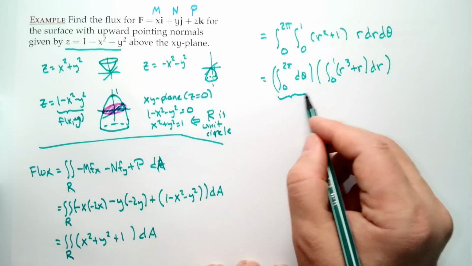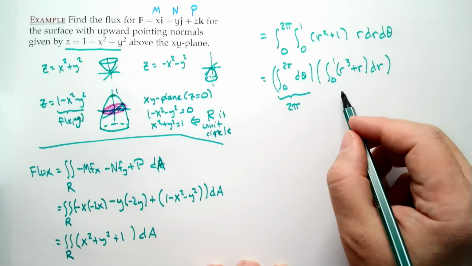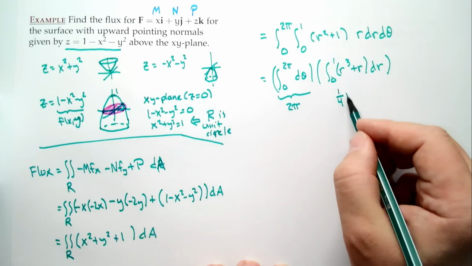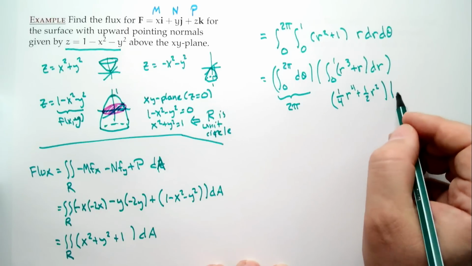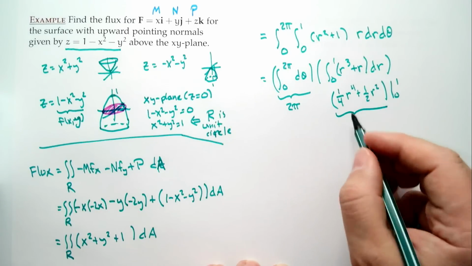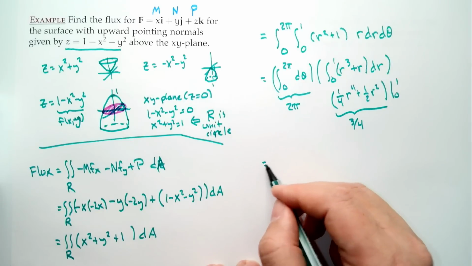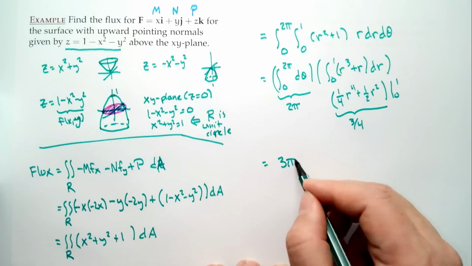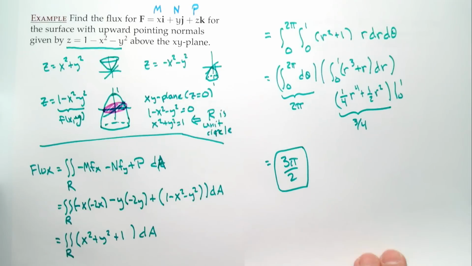So the integral from 0 to 2 pi d theta is 2 pi. We see that a lot. Integral of r cubed plus r, 1/4 r to the 4th, plus 1/2 r squared. Evaluate from 0 to 1. And we'll end up with 1/4 plus 1/2, which is 3/4. 2 pi times 3/4 gives us a final answer of 3 pi over 2. So that's the amount that's going through the surface for that particular type of flow. Okay, good. Well, let's do another one.